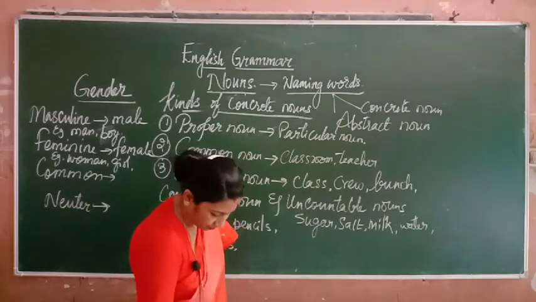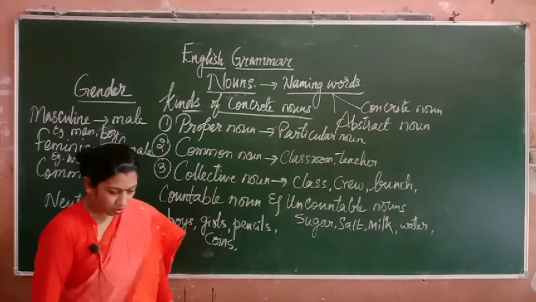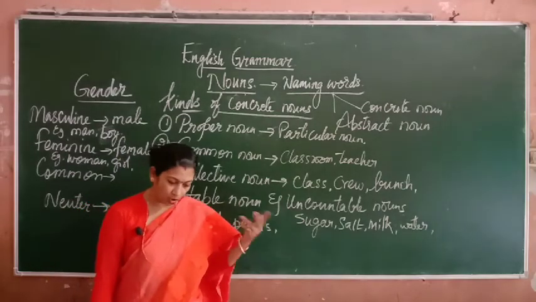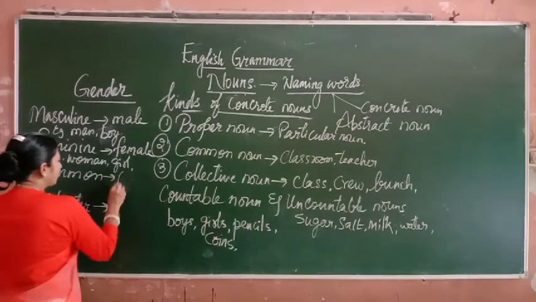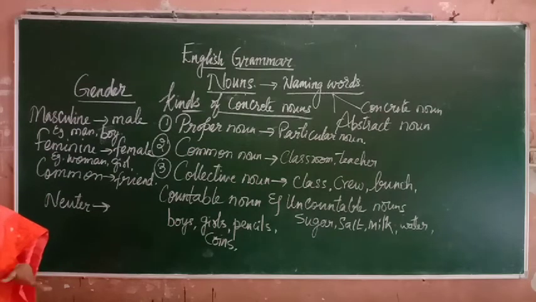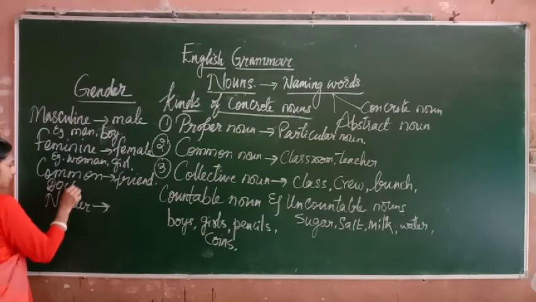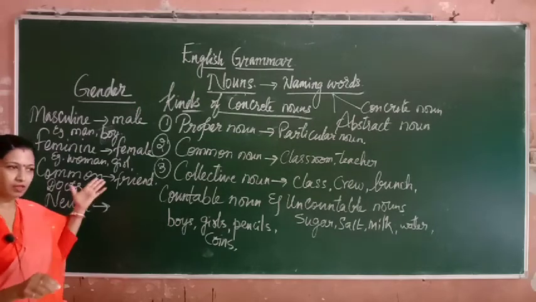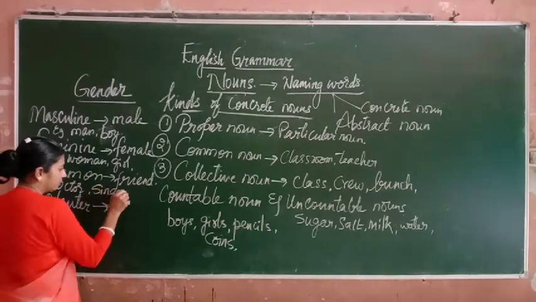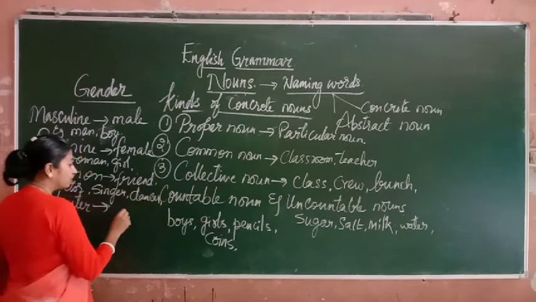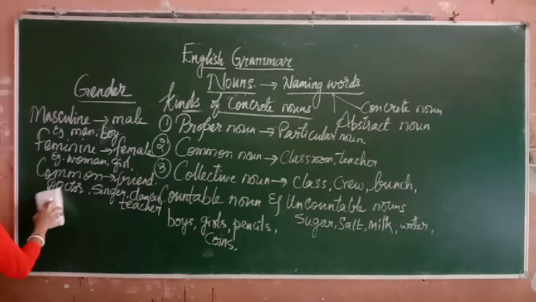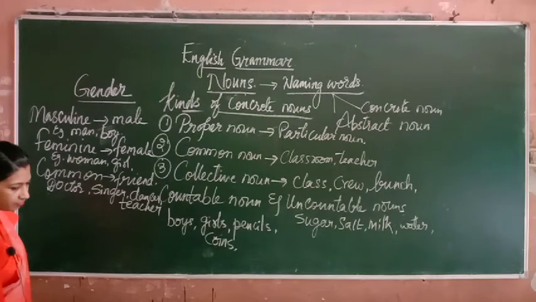Then you have common gender. Now, what are common genders? Common genders is they may be either male or female. Like for example, in common gender you have friend. A friend can be a boy or a girl. Doctor can be male or a female. Then singer, dancer, teacher, they are all common genders. A teacher can be a male teacher or a female teacher.